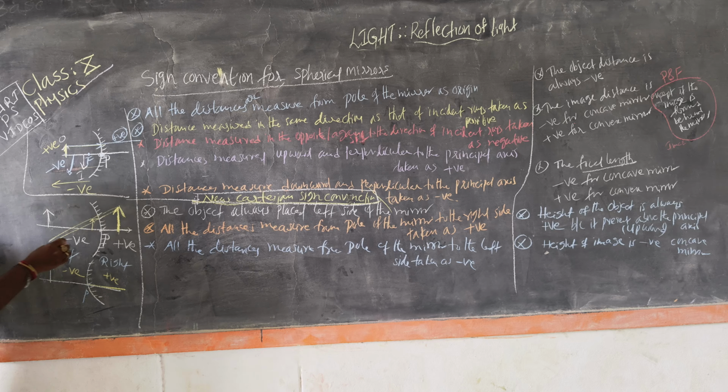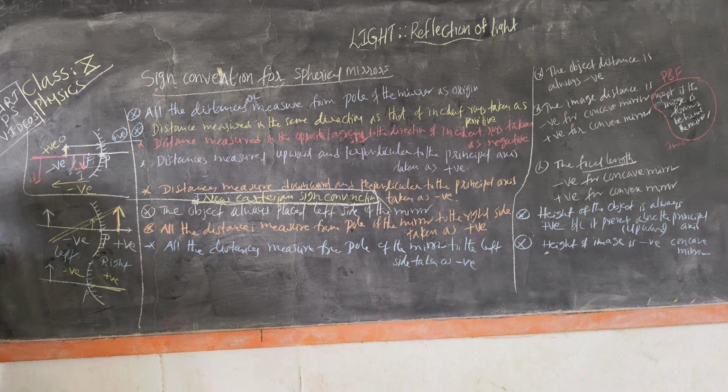In this case, the image is on the right side of the pole. That's why it is taken as positive. In all the remaining cases, what will happen? It is taken as negative. Whether it is formed here, or here, or here, wherever.